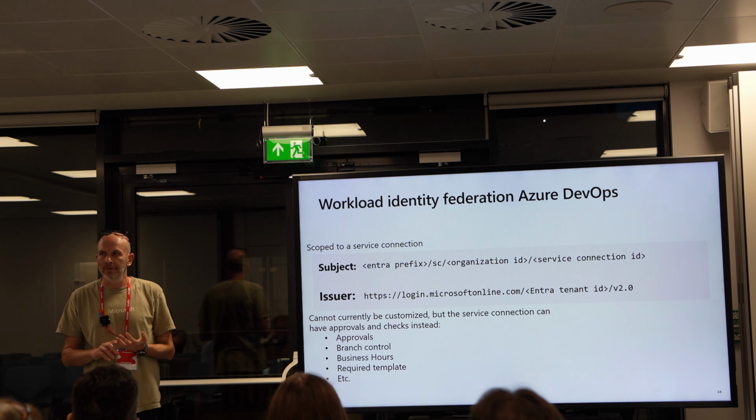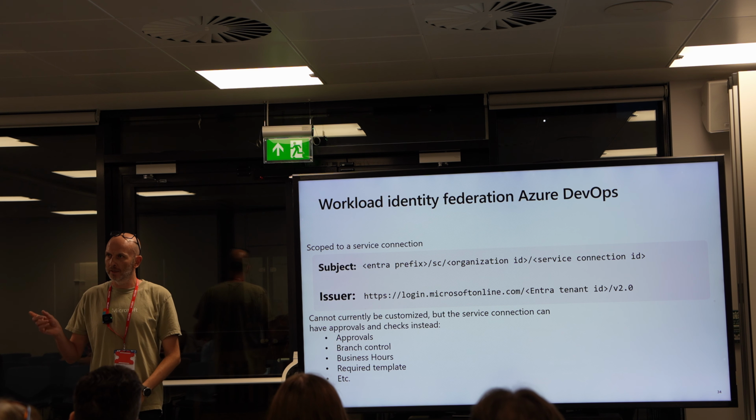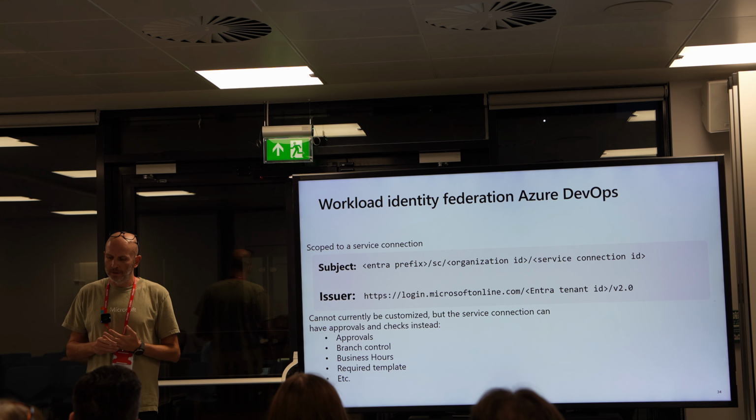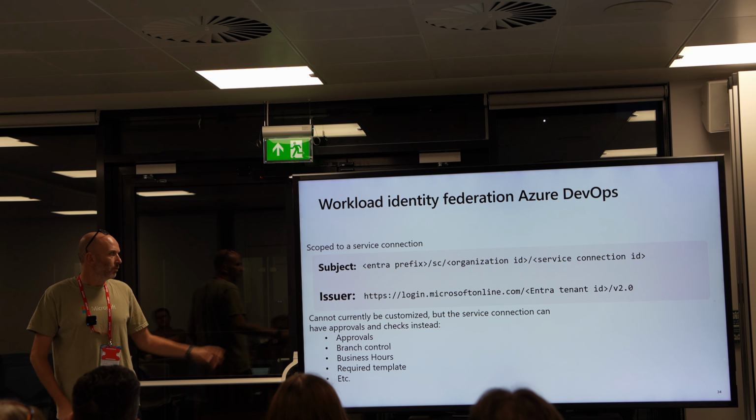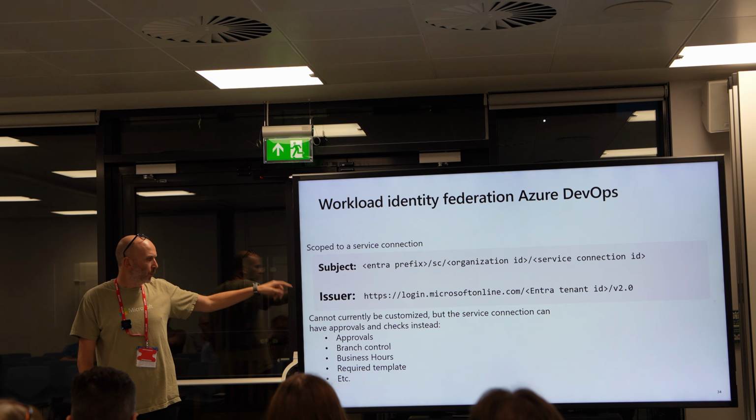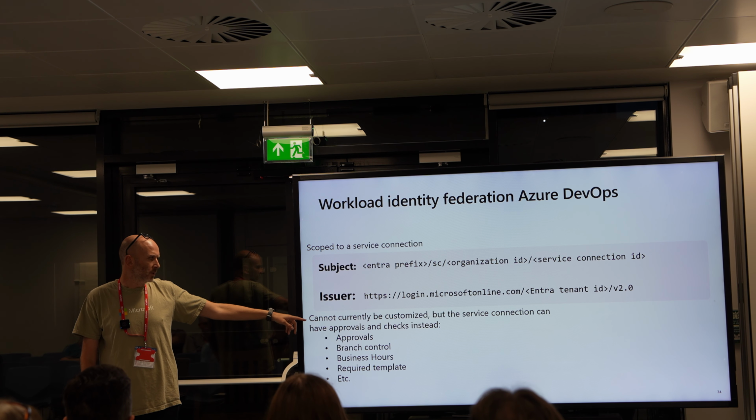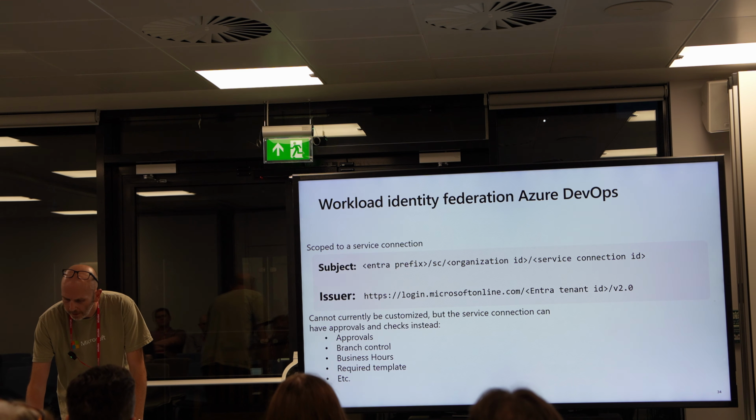You can have any subject claims. You can have things like what template it's running from. So in your federated credentials, you can say it can only run in the context of this template. With Azure DevOps, you can't do that because it's just a service connection. But you can put checks and balances: you can do approvals and checks on the service connection itself to control those things. And I'll probably talk about that more in a minute.